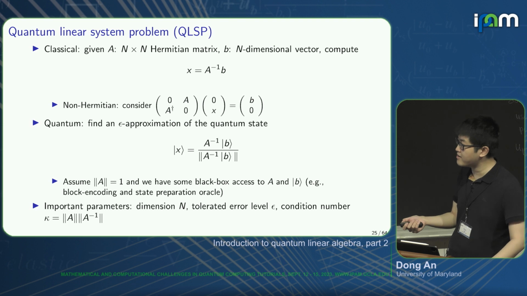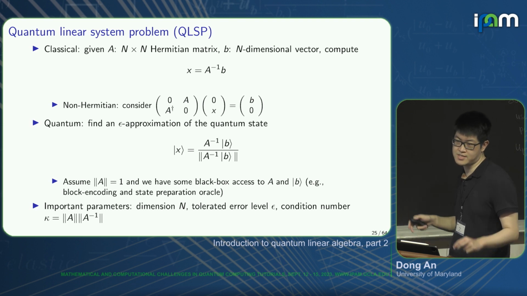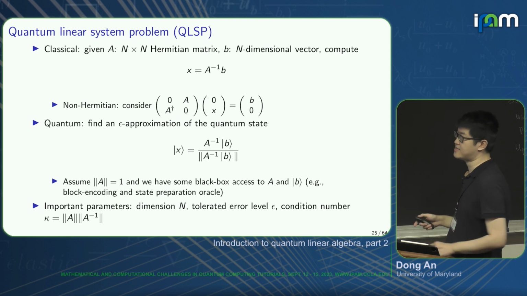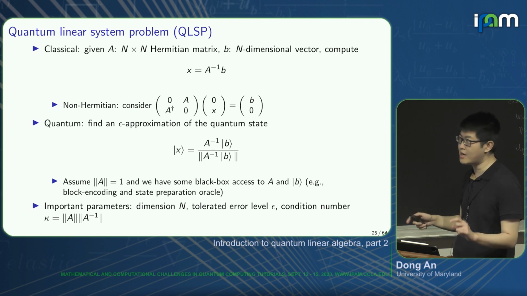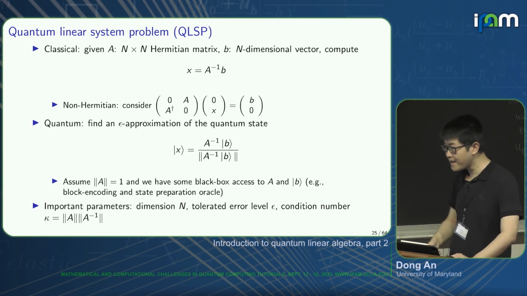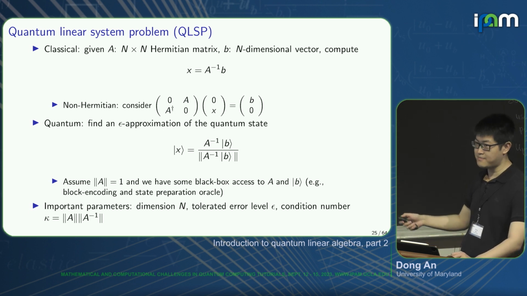So the condition number here is defined to be the spectral norm of A times the spectral norm of A inverse. It is kind of describing the distance between the linear system and a singular system. That is, if the condition number is very large, then the matrix is close to a singular matrix, which means that the linear system is hard to solve.